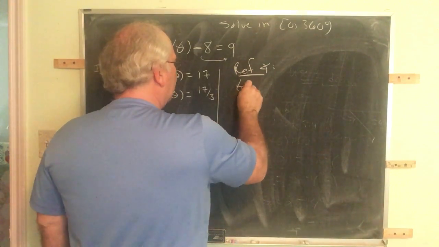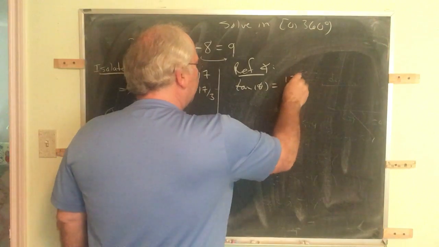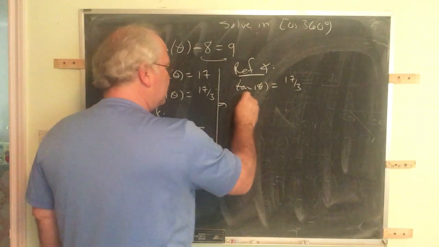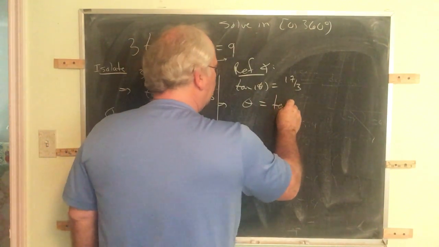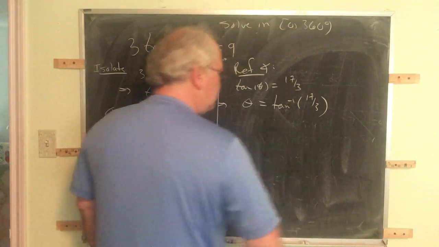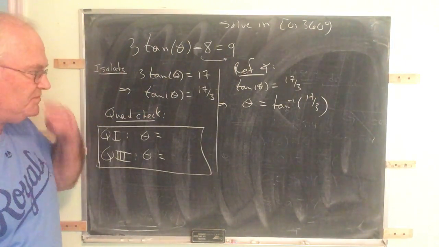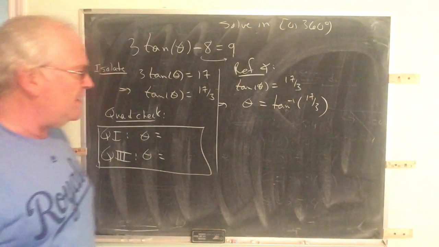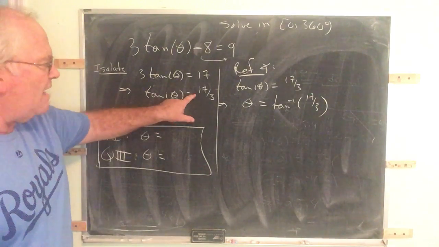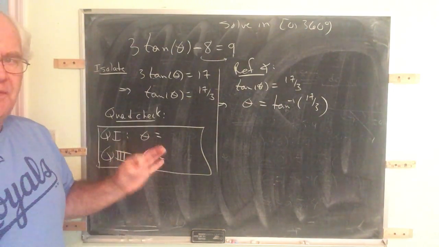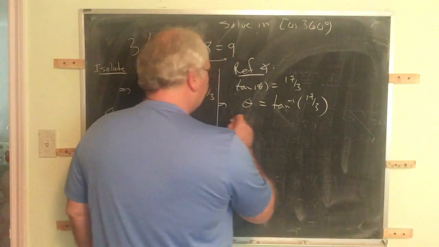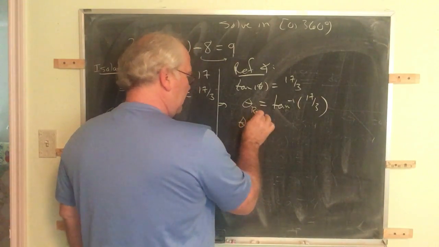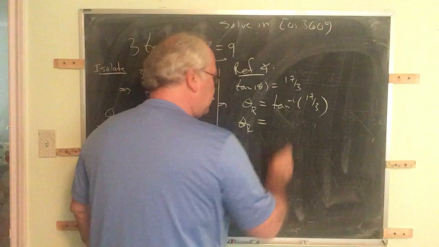We have tangent theta is 17/3. Inverse tangent of tangent, so on the left-hand side that cancels. On the right-hand side, this is tangent inverse 17/3. So take the inverse tangent of both sides. On the left-hand side it cancels. On the right-hand side we have tangent inverse of 17/3. If there had been a negative sign here, you would ignore the negative. All right, so that means that, and this is theta reference. Make sure, I had a typo there. This is theta reference. So theta reference is tangent inverse.